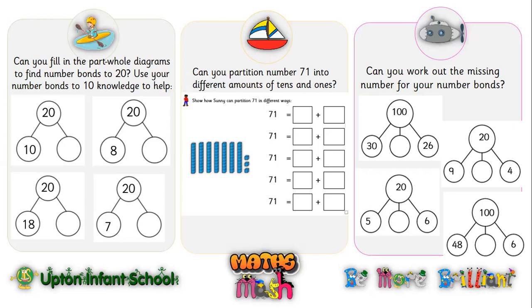And if you're doing the submarine challenge, I'd like you to go for it today and think about your number bonds to 20 and your number bonds to 100 and try to work out what is missing in those gaps. So remember, add the 2 numbers together first and then either count on or do a takeaway.